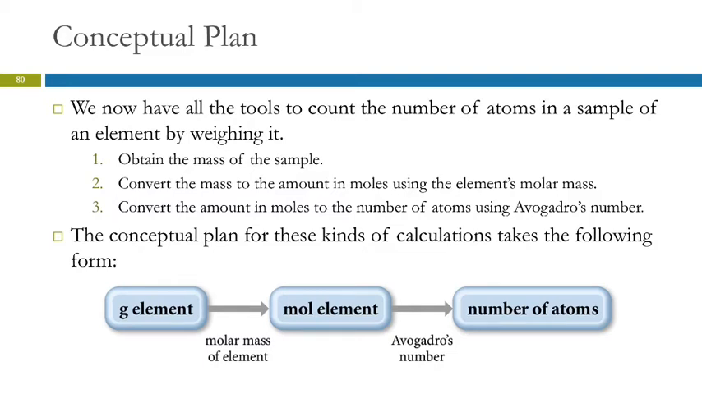So we've got all the tools now that we need. And so if you need help with a path, it often ends up grams of element to moles of element to numbers of atoms, or going the opposite way, or doing one part.